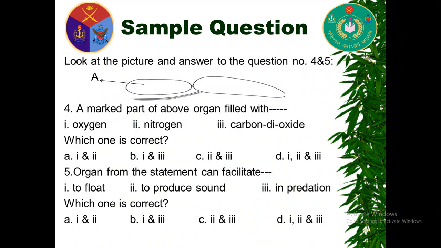Look at the picture and answer question number 4 and 5. Number 4, the marked part of the above organ is filled with oxygen, nitrogen, carbon dioxide. Which one is correct? 1 and 2, 1 and 3, 2 and 3, 1, 2 and 3. Number 5, the organ from the statement can facilitate to float and to produce sound in predation. Which one is correct? 1 and 2, 1 and 3, 2 and 3, 1, 2 and 3. Okay, guys, you have to find out the answer to this question.